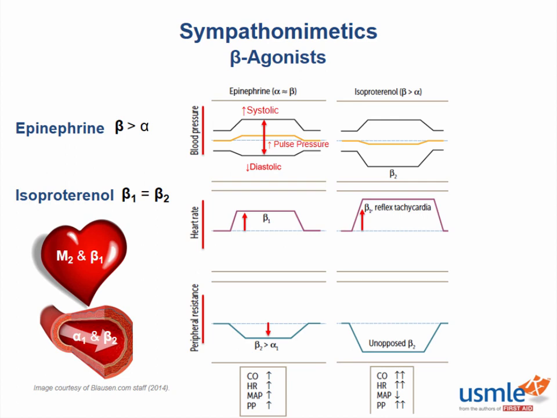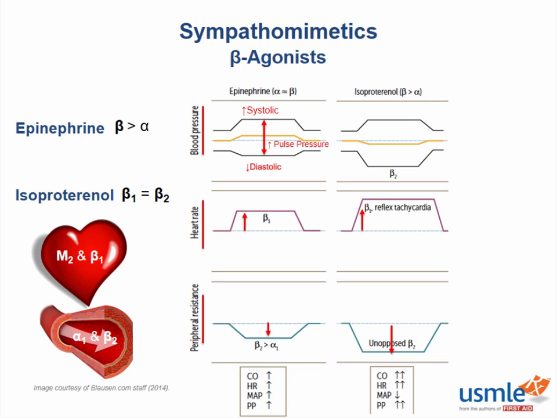Isoproterenol has only a beta 2 effect on blood vessels, compared to epinephrine that has both alpha and beta. Therefore, isoproterenol's unopposed beta 2 agonist activity drops the peripheral resistance significantly more than epinephrine's. As a result of the strong beta 2 mediated vasodilation, what baroreceptor reflex would we expect to see?